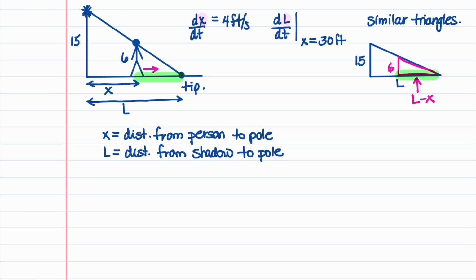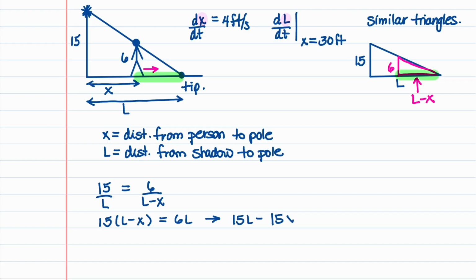So let's come down here and write down the equation for our similar triangles. We have the ratio of 15 is to L as 6 is to L minus x. Now what we're going to do is cross multiply. So we have 15 times L minus x is equal to 6L. So that is 15L minus 15x is equal to 6L.